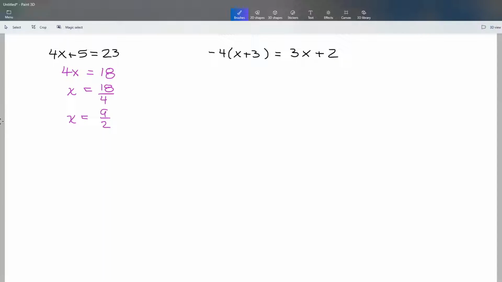Okay. Now, if we look at this, the first thing we can see is that this left side has the parentheses here. And so what we're going to do first is we're going to distribute this negative 4, right? We're going to multiply it out to both of these terms. So negative 4 times x is negative 4x, and negative 4 times 3 is negative 12. Okay? And then on the right side, we're not going to do anything yet because that side is already simplified.